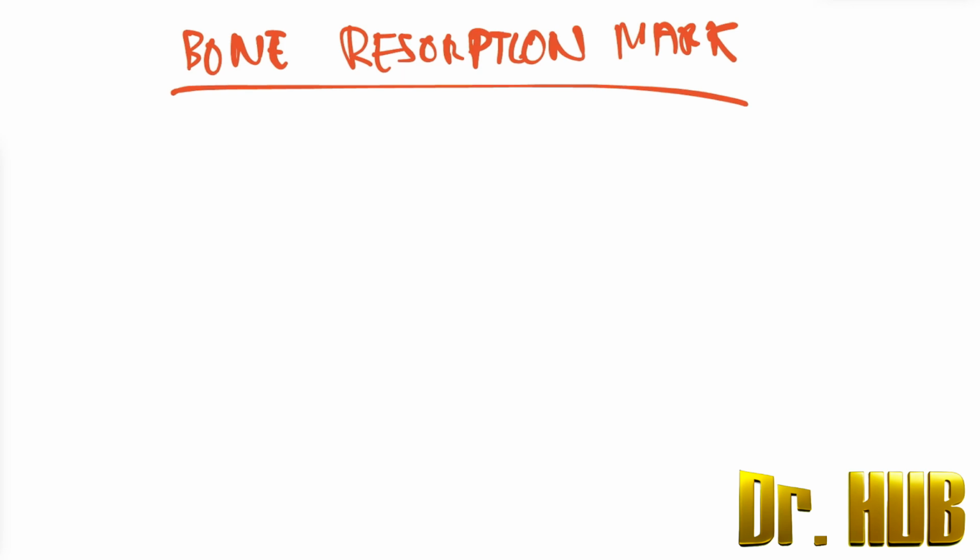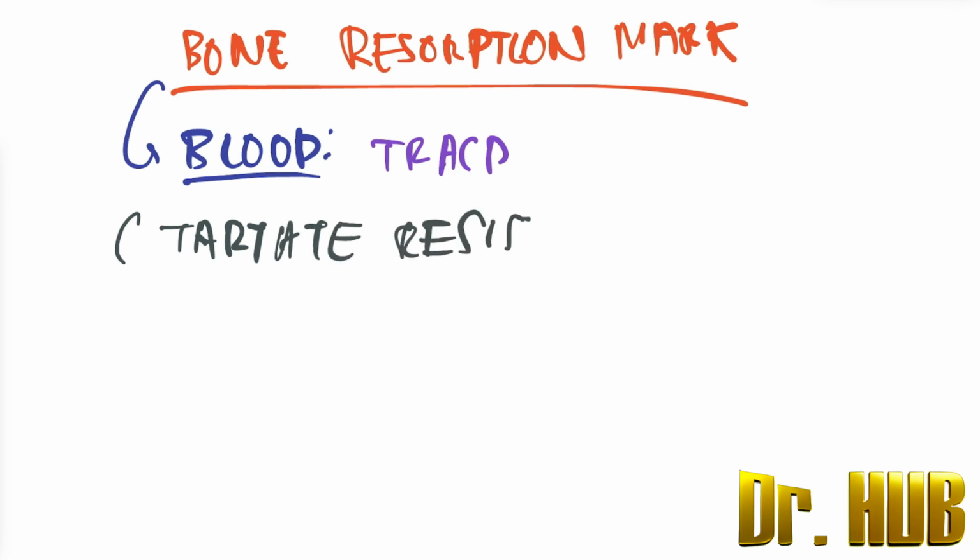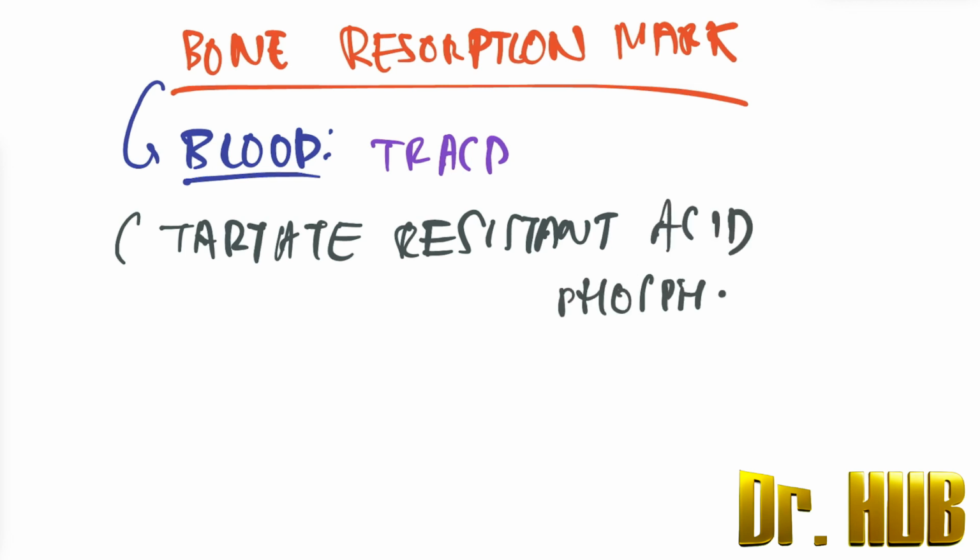Under the bone resorption markers, there is blood and the urine. So we look at the blood. In terms of blood, there is the TRACP. So what does the TRACP stand for? The TRACP is the tartrate resistant acid phosphatase. So it is known as the TRACP.